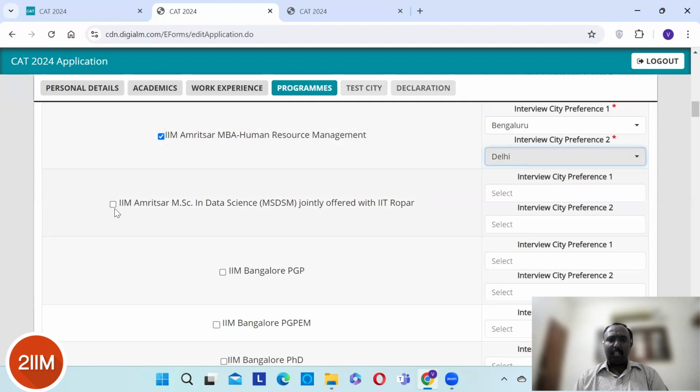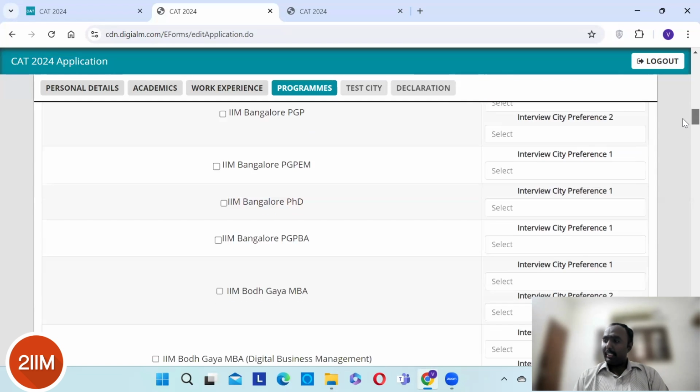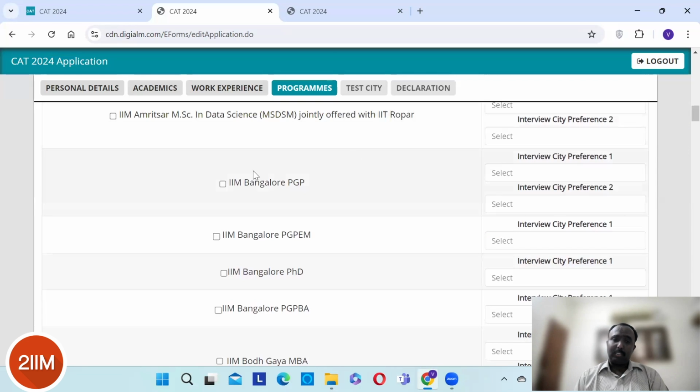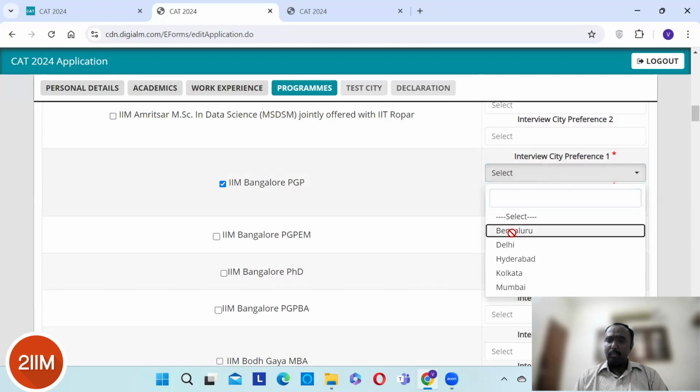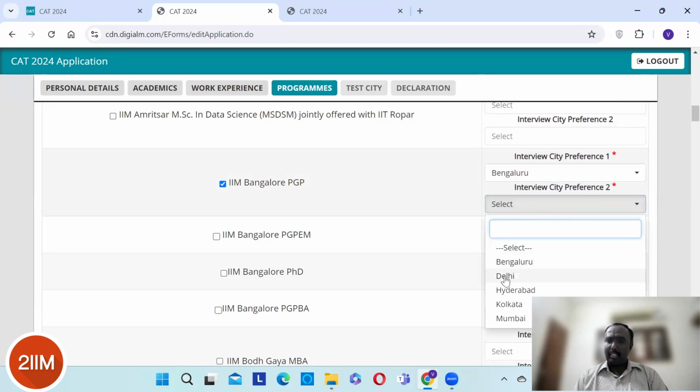Data science I have offered with IIT Ropar. Do I want it? No, I don't want. And then moving on to the second, I'm going for IIM Bangalore PGP. Definitely, this must be an option for every one of you. And my interview city preference one would be Bangalore, and the second closest to me is Hyderabad.